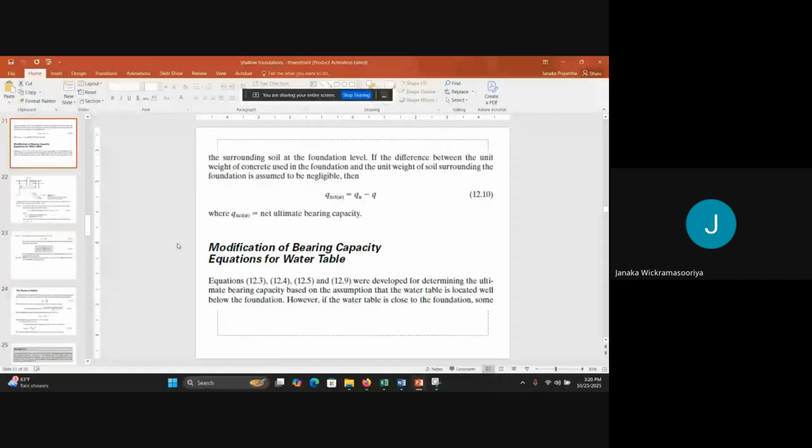However, in the next week, we will be doing some real-time example to find the width of the foundation for our requirement. Now we will see what happens when there is water table.